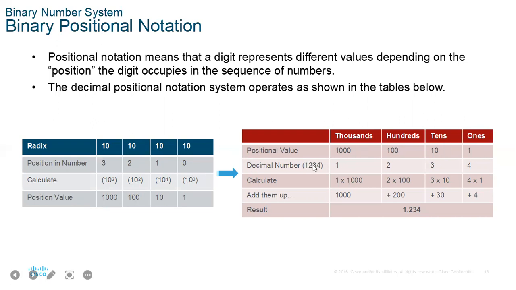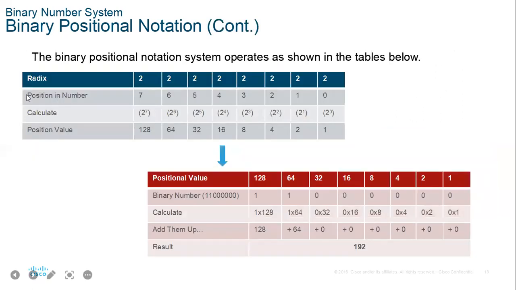By decimal numbers, I have 1, 2, 3, 4. If I want to calculate, I multiply each digit by its position value. If you add them up, that is 1,000 plus 200 plus 30 plus 4, so I have 1,234 at the end of the day. See how it works here.